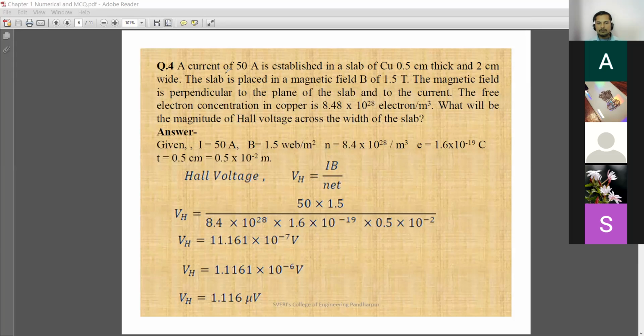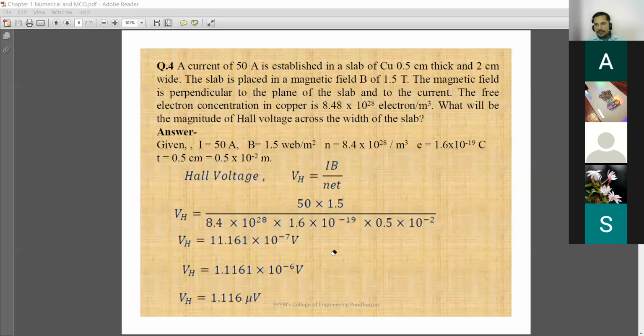The answer is 1.116, sir. Yes, the unit is microvolt, is it correct? It means 1.116 into 10 to the minus 6 volt, or 1.116 microvolt. Everyone is getting this? Yes, sir.